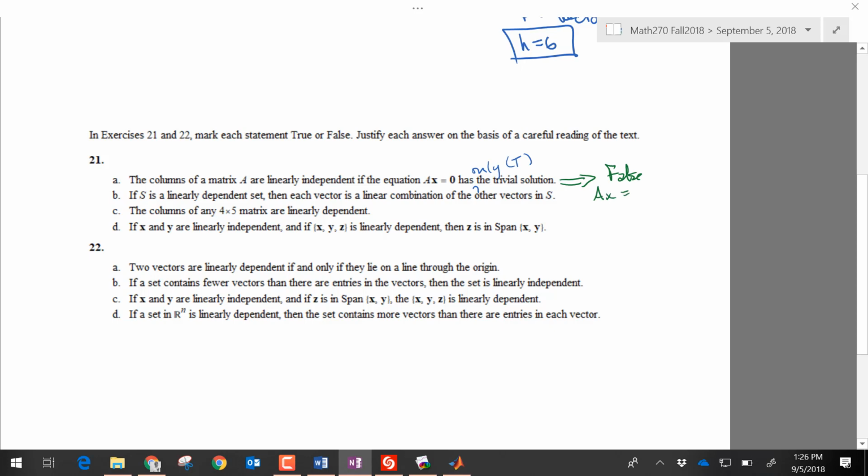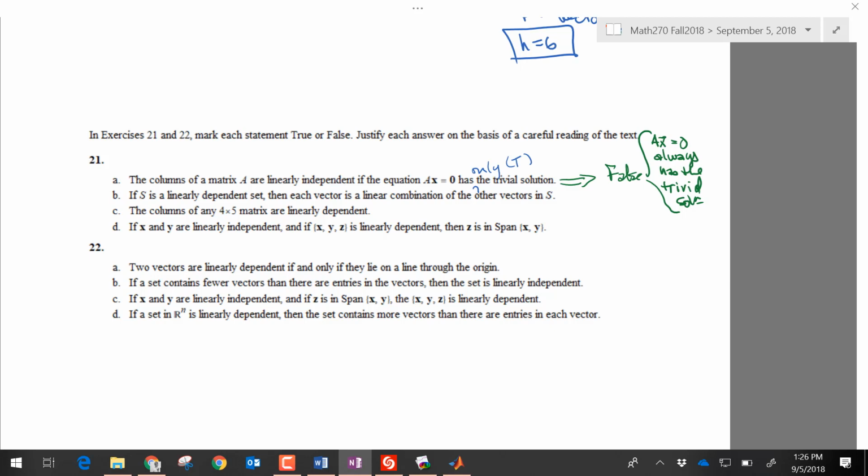False. Ax equals 0 always has the trivial solution.